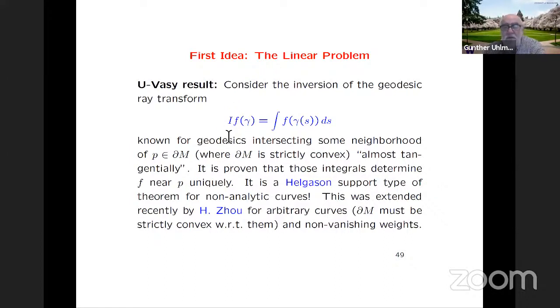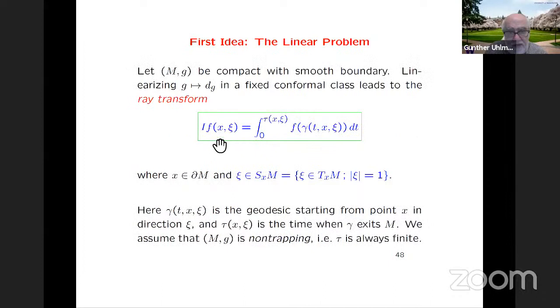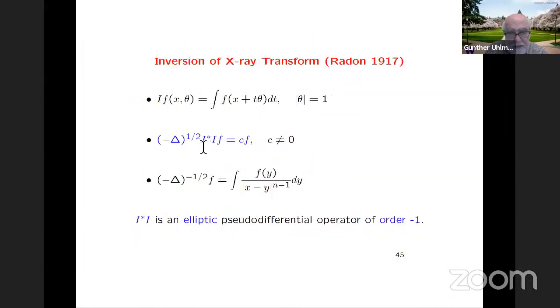So the idea is to create an artificial boundary, to fix the domain near the point P. But that introduces problems that we're going to see, and then we use a calculus called Melrose's scattering calculus to show that this is composed with essentially the adjoint, which is called back projection. By the way, the I star is called the back projection. This formula is the adjoint. It's called the back projection. You go back to the standard space, not the space of lines.